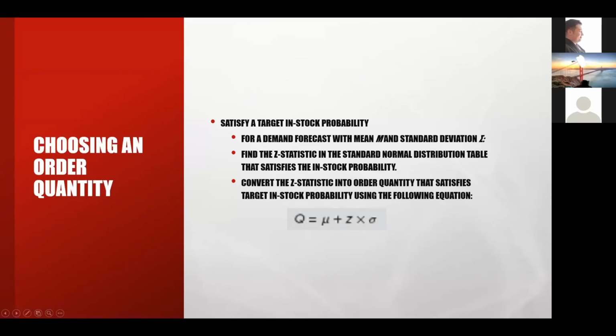And then this is for the other objective that was talked about, which is to satisfy a target in-stock probability. For demand forecast, with the mean and the standard deviation, you find the z statistic in the standard normal distribution table that satisfies the in-stock probability. Convert the z statistic into order quantity that satisfies the target in-stock probability using the following equation. As you can see, you're able to use these numbers to find a value.